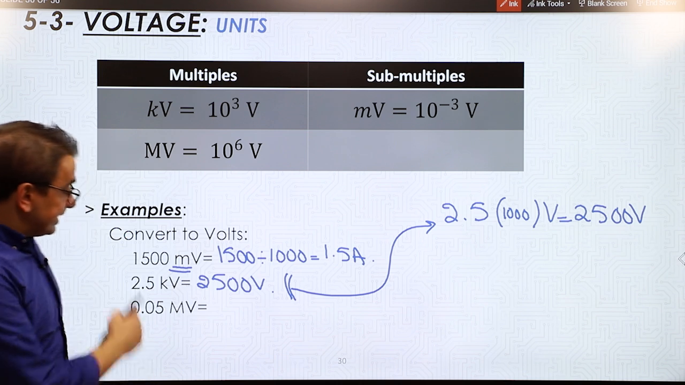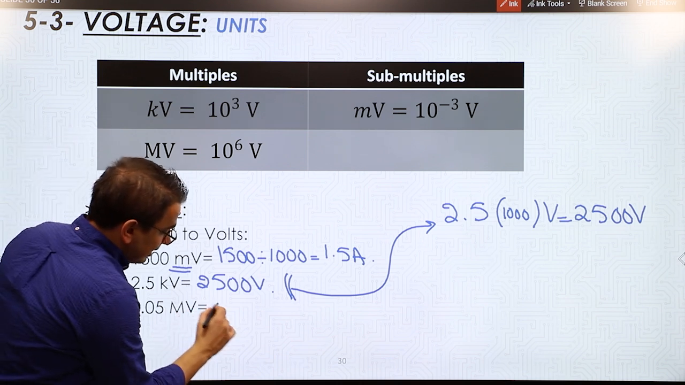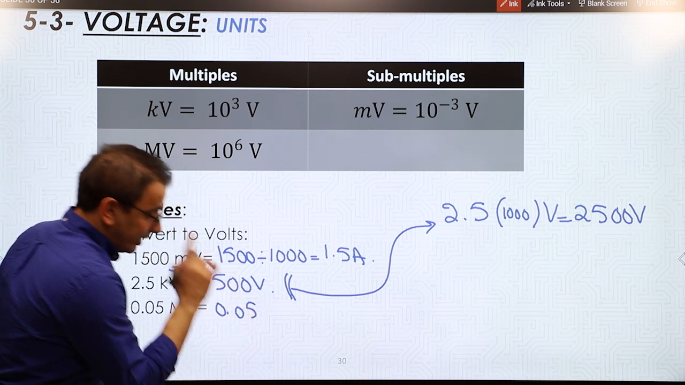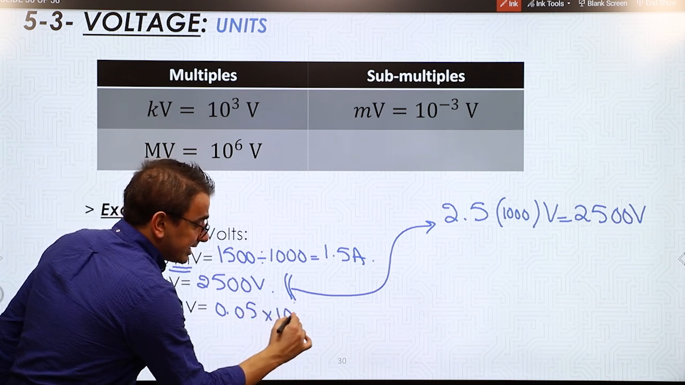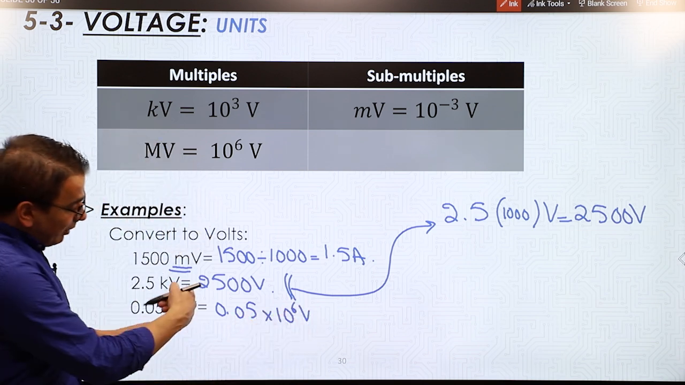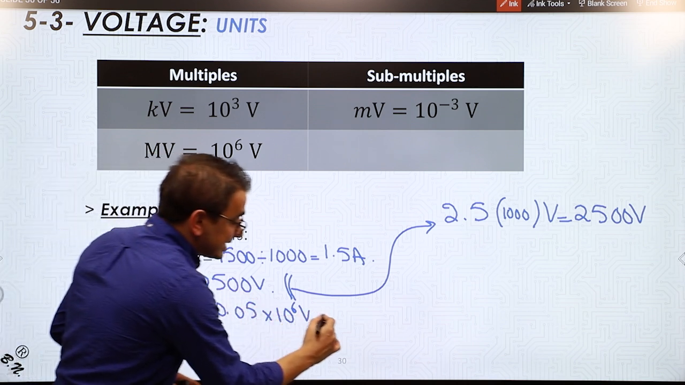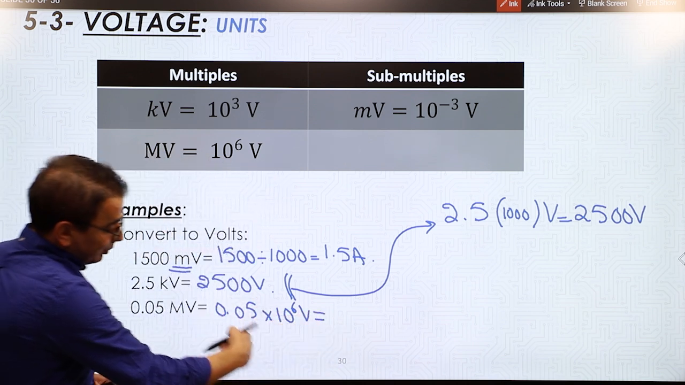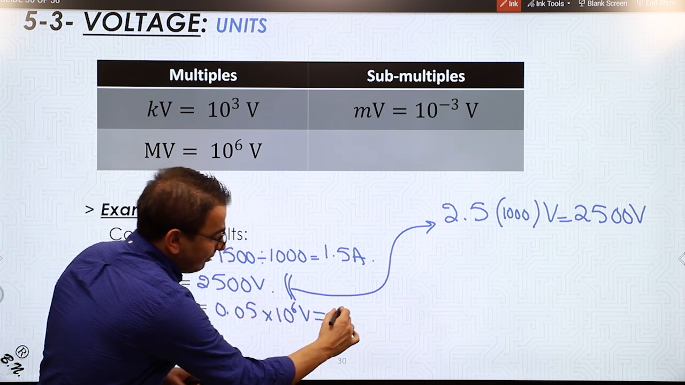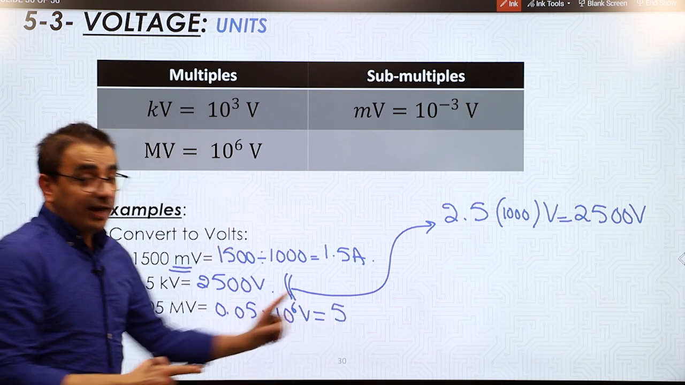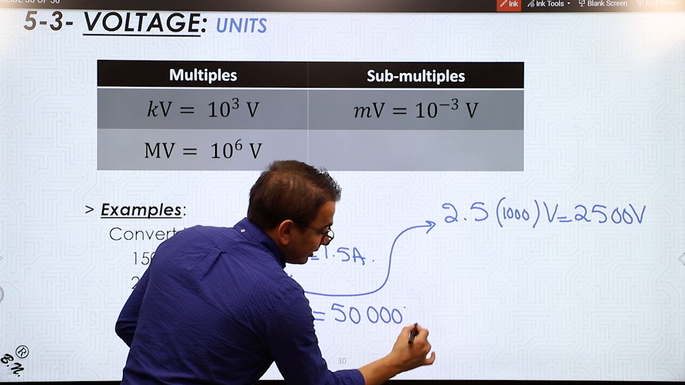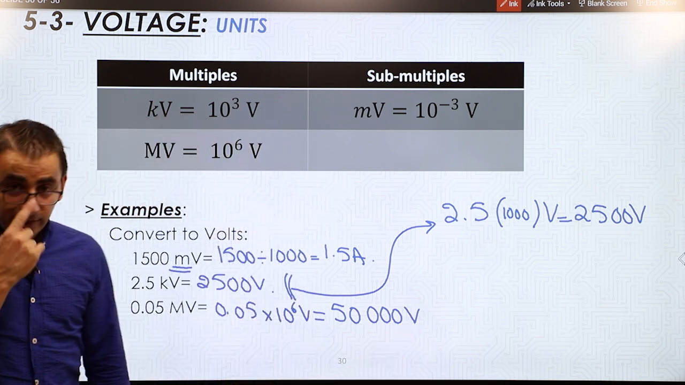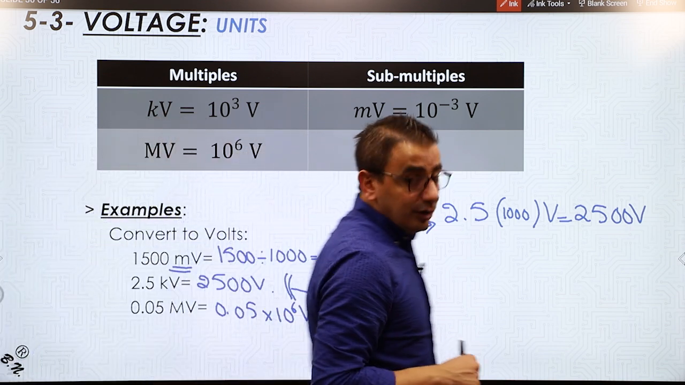And the last one is in megavolt. A mega is 10 to the power 6. Okay? 0.05 times 10 to the power 6 volt. So now I move the decimal point forward 6 times. 2 steps will cancel the 0.05, so I get 5. Then I have 4 other zeros. So this is 50,000 volt. Okay? This is concerning the unit of voltage.